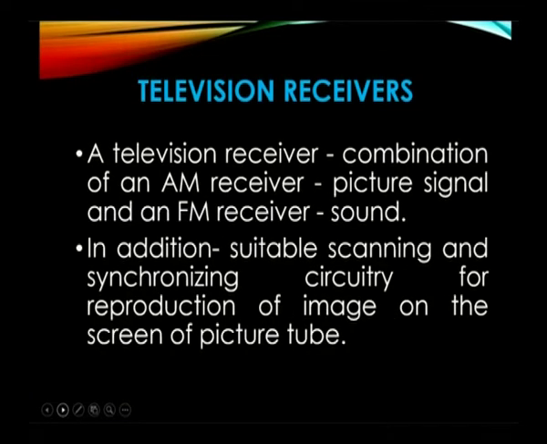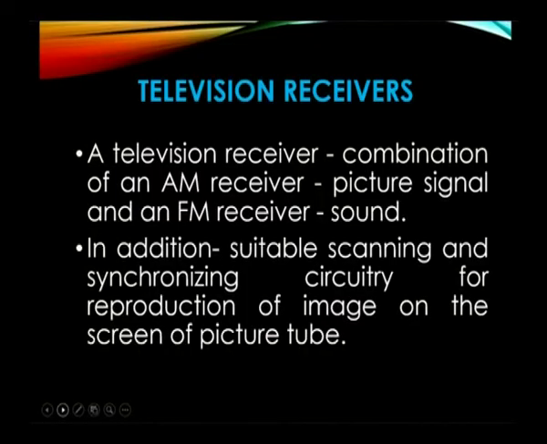Television receivers, we already discussed in the previous session. The received signal contains two types of signal. One is the picture signal, that is the amplitude modulated picture signal, and the sound signal, that is the frequency modulated sound signal. So, in the receiver part there should be an amplitude modulating receiver and also a frequency modulating receiver for picture and sound respectively. These are the two things we need to remember in a receiver.